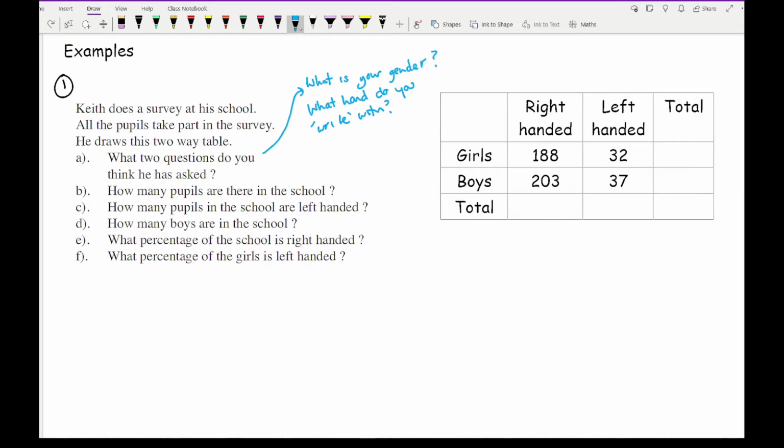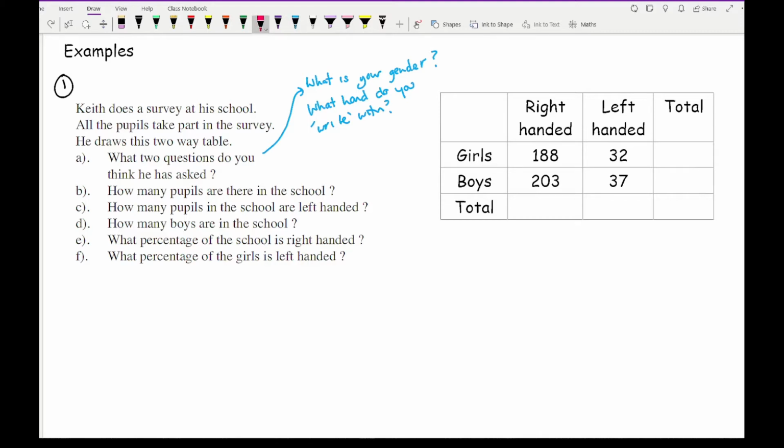Now for part B, it then says how many pupils are there in the school? Looking at the next couple of questions, part C then says how many pupils in the school are left-handed, and how many boys are there in the school. That gives me the impression that I'm going to have to work out the totals for each of these columns and rows. So let's just go about doing just that.